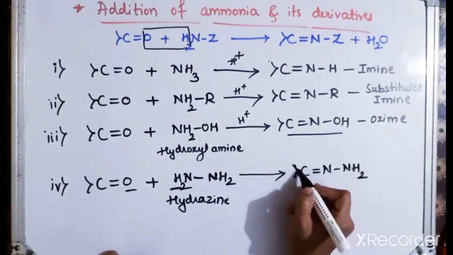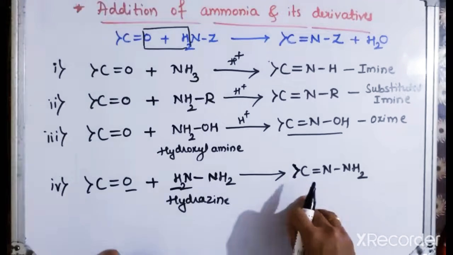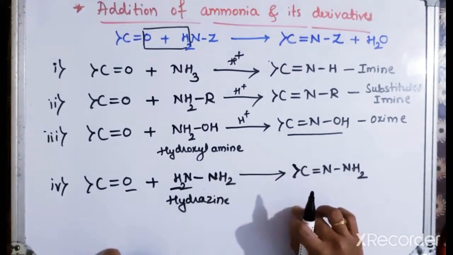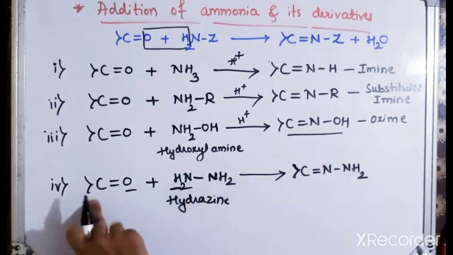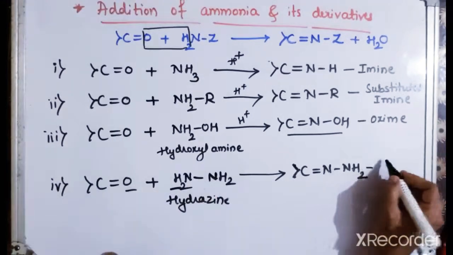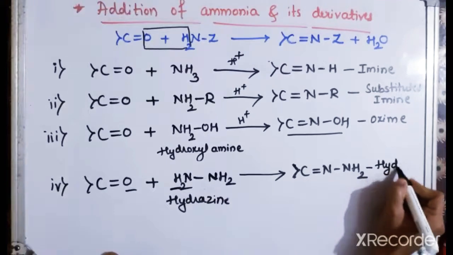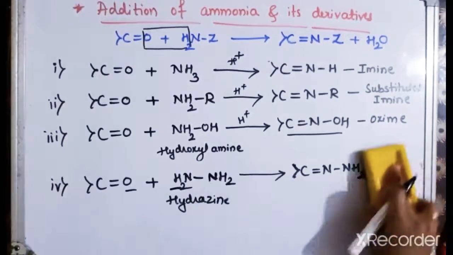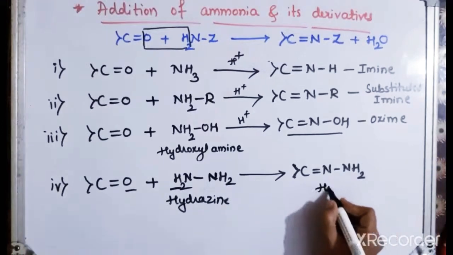Here this carbon is further connected with an alkyl group, an aryl group, or with hydrogen, or on both sides there will be an alkyl group. So it depends upon the reactant. So the product here is hydrazone. The products are called hydrazones. It is called hydrazone.